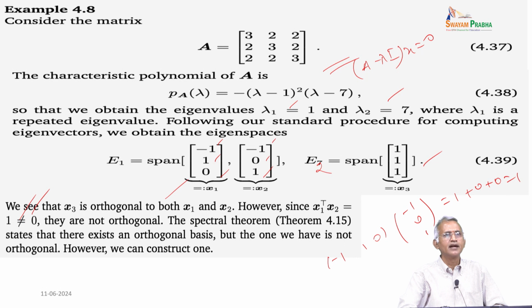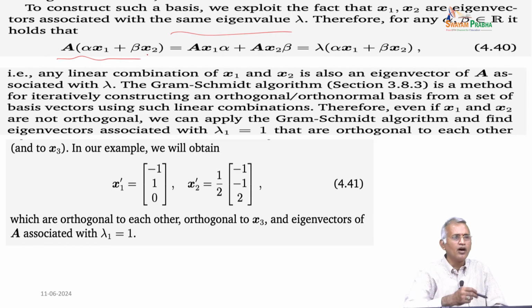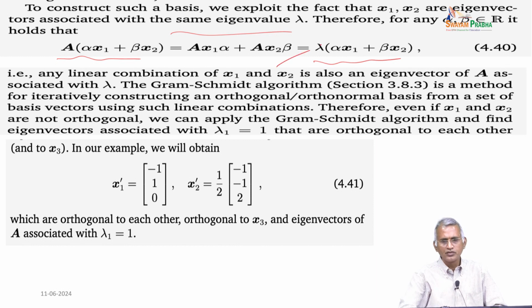The theorem states that there exists an orthogonal basis, but the one we have is not orthogonal, so we can construct one. To construct such a basis, we exploit the fact that x1 and x2 are eigenvectors associated with the same eigenvalue lambda. Therefore, for any alpha, beta in R, A into (alpha x1 plus beta x2) equals alpha A x1 plus beta A x2, which equals lambda into (alpha x1 plus beta x2). So, any linear combination of x1 and x2 is also an eigenvector of A associated with lambda.